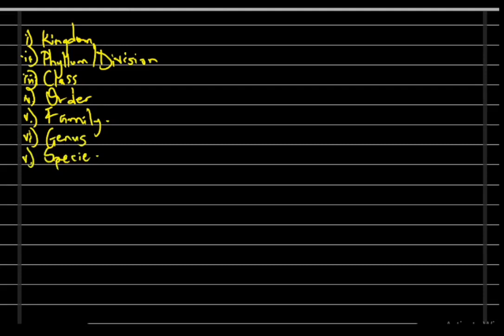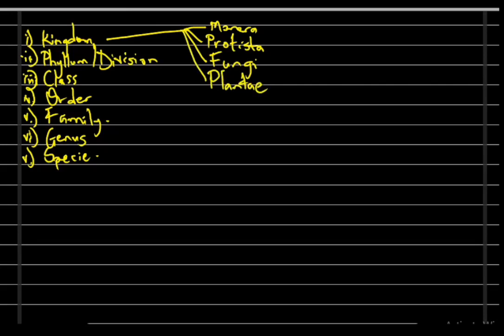So when we look at these levels of classification, the one that encompasses all of them happens to be the kingdom, because in the kingdom, we have basically 5 kingdoms, if I may put them here. The first one is Kingdom Monera. The second one is Kingdom Protista. The third one is Kingdom Fungi. We have the fourth one to be Kingdom Plantae. And the last one there is Kingdom Animalia.